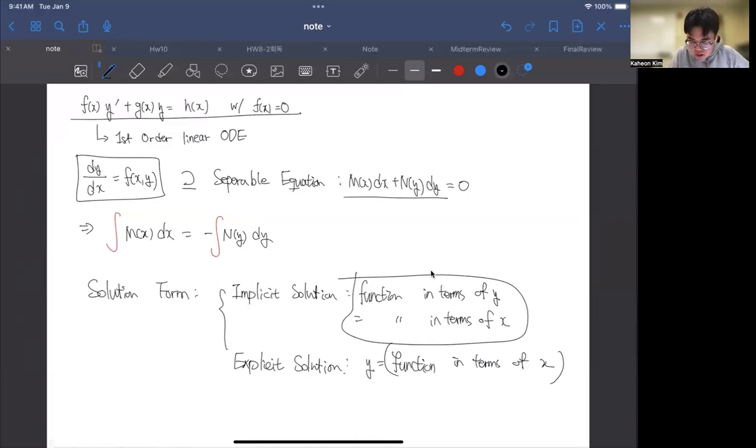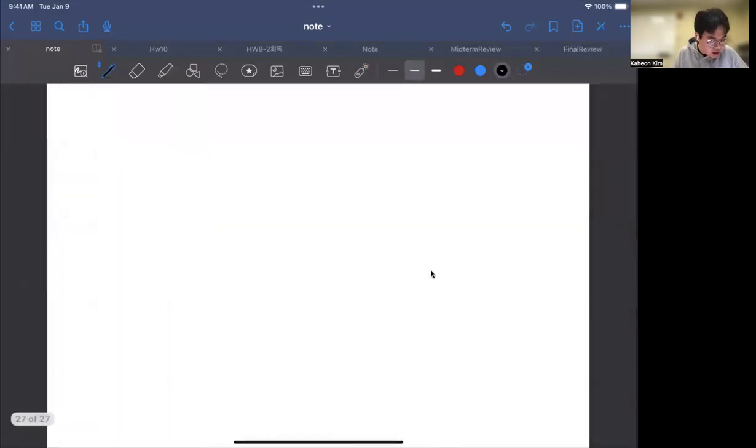And even though you get an implicit solution, not an explicit solution, you can still guess the relationship between x and y. And this is really important information when you have to analyze the dynamics of this dynamical system. So let me give an example of this separable equation.